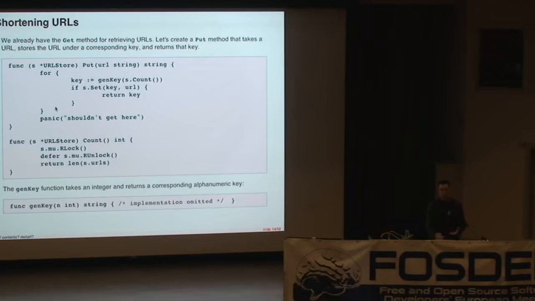And I do this inside a for loop, an infinite loop. And so what I'll do is generate a key, attempt to set it. If the set succeeds, then I return that key. That's a successful put. If it hasn't set it, it means that somebody in the meantime has already generated that key and set before I have. And so I loop back around and generate the next key. And by this time, count will have incremented because somebody's already inserted something under my feet.